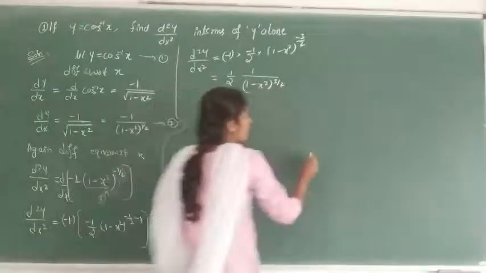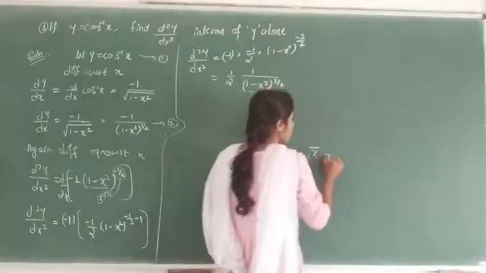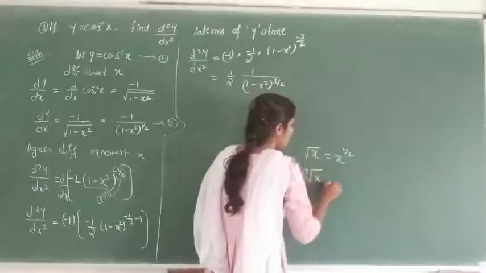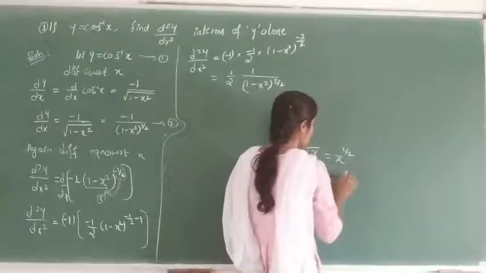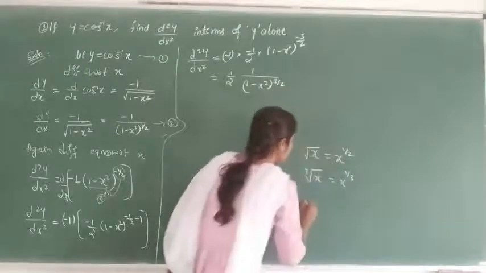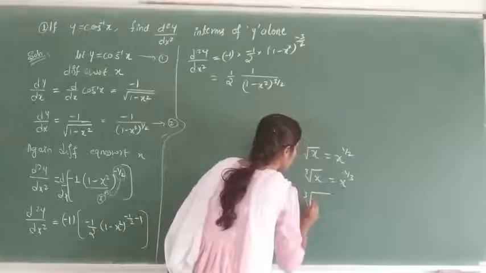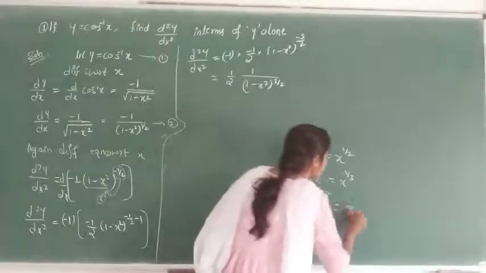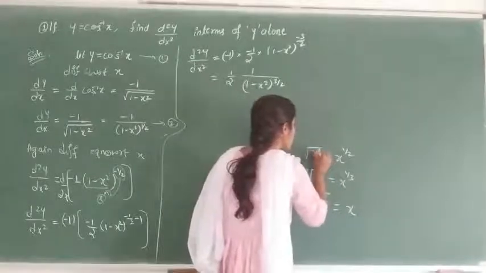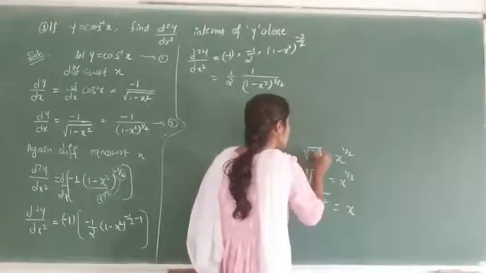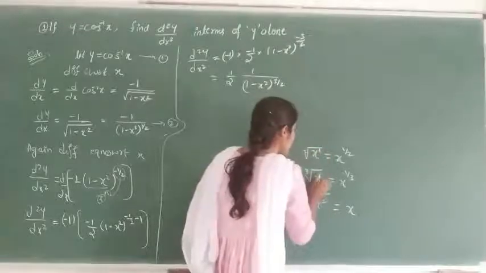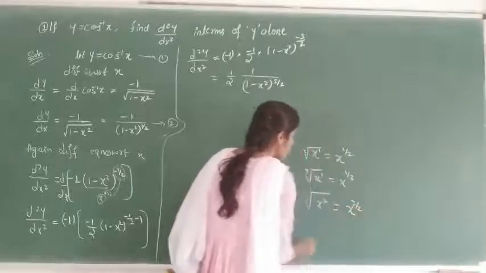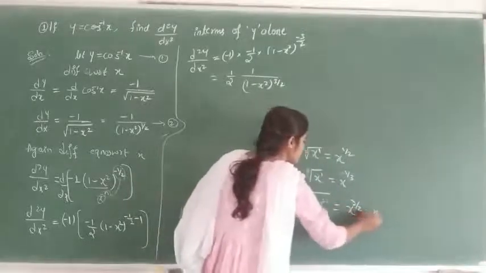Square root of x can be written as x to the power 1 by 2. Cube root of x can be written as x to the power 1 by 3. So square root of x square is x to the power 2 by 2, that is x.